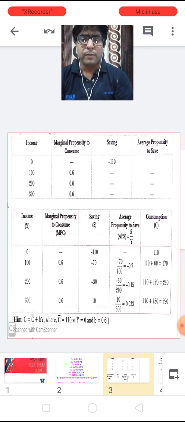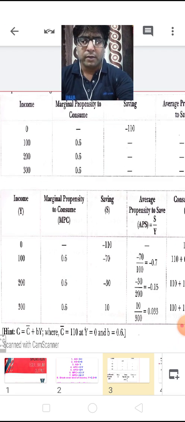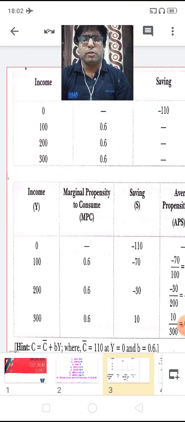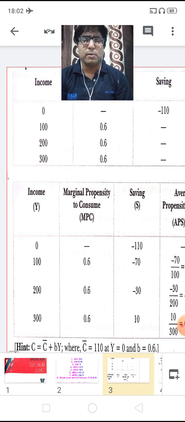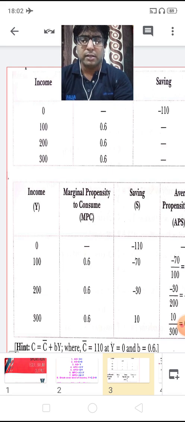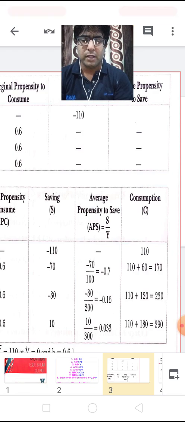in this way. The income we are representing on the very left hand side, it is denoted with Y. The marginal propensity to consume is given as 0.6. It is the value of MPC, and saving is given as minus 110. So if minus 110 is given, then it simplifies that the consumption at zero level of income is 110.